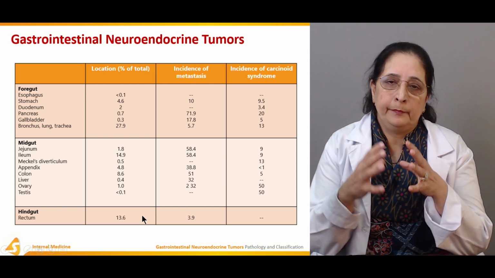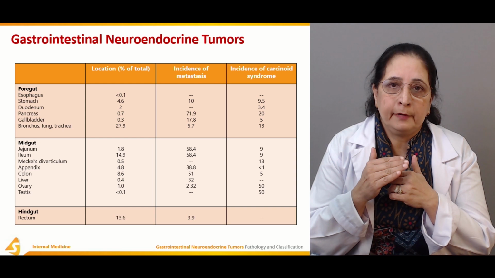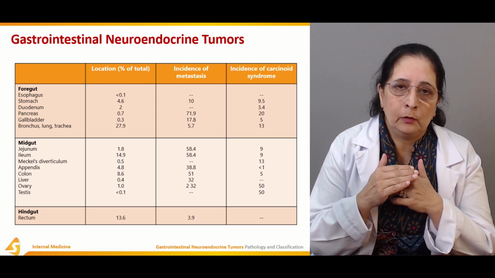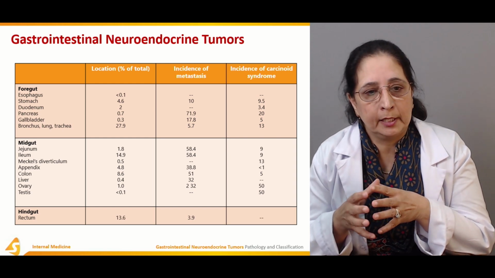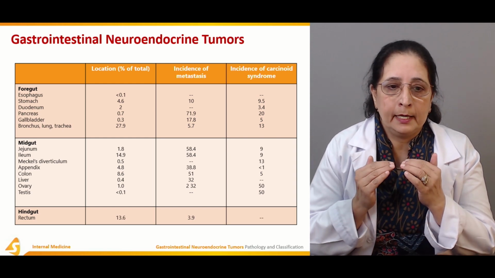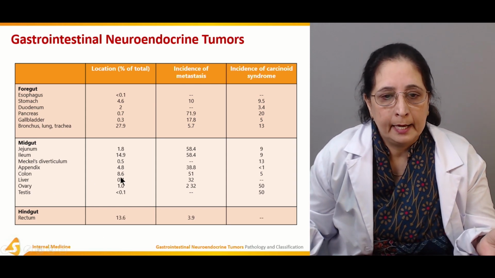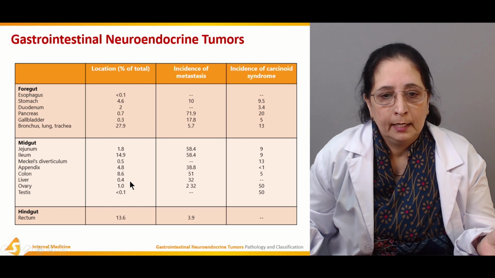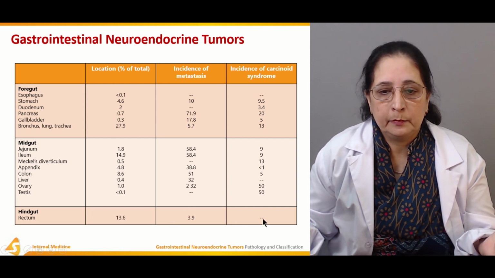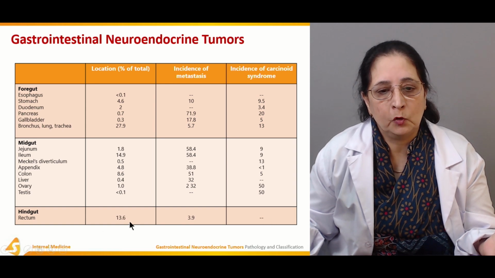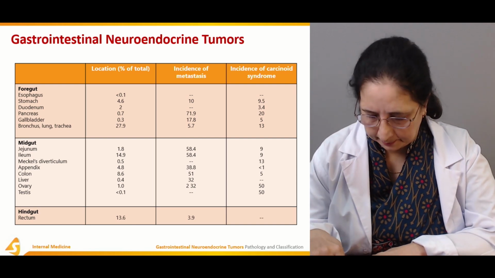So if we briefly summarize this chart, in the foregut the common location is bronchus, trachea, lung. In the midgut the ileum is common, and then we have the colon. Then in the rectum, it can metastasize, but there is no carcinoid syndrome, and 13.6% is present in the rectum.